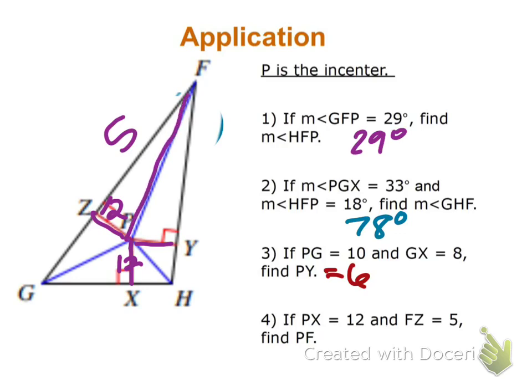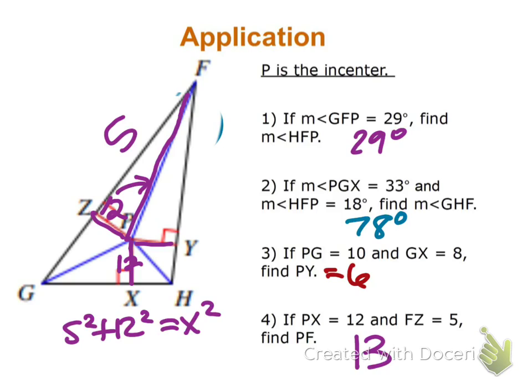Be careful on this one. It would be really easy to think that ZF is your hypotenuse here. Just visually, it kind of looks that way. But make sure you figure out your hypotenuse is going to be the one opposite your right angle. So if I do 5 squared plus 12 squared equals x squared, I end up getting that PF is going to be 13.